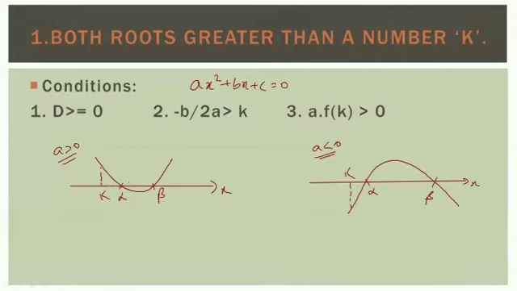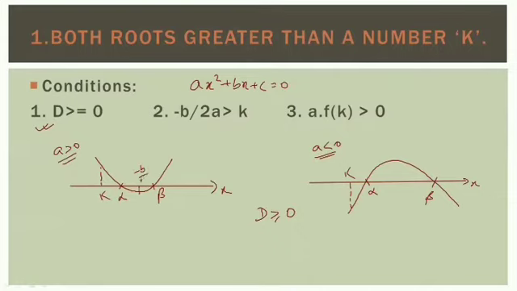So now, when can we say that alpha and beta, both the roots of this quadratic, will be greater than this number k? So if alpha and beta, both of them are greater than this number k, that means, first of all, the roots must be real, then only we can compare them. So D should be greater than or equal to 0 in both the cases.